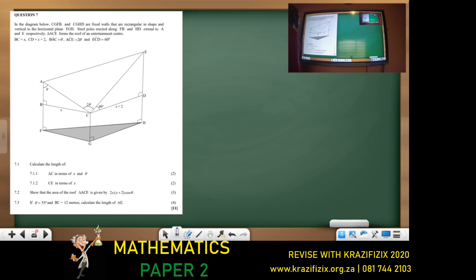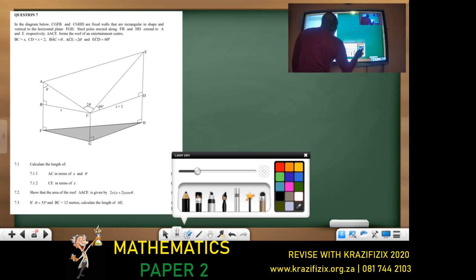FGH, steel poles erected along FB, and HD extend to A and E respectively. Good. And triangle ACE, let's find that. Triangle ACE forms the roof of the entertainment center. BX is 6, that has been written for us. CD is x plus 2. Angle ACE is 2 theta, and angle ECD is 60. So we have all the angles written.